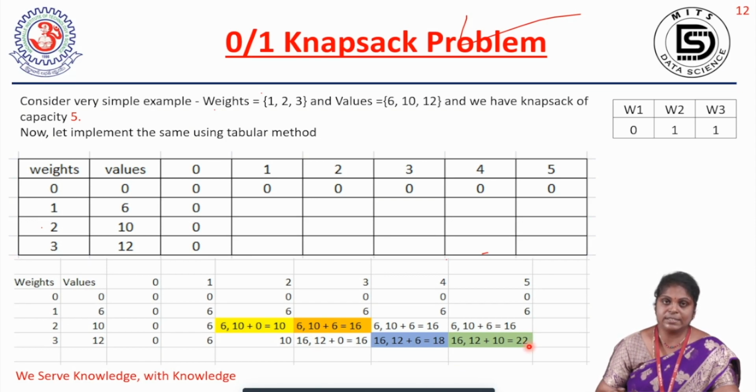Like this, logically you can think and place the values, or you can follow the formula to fill this table. Why is this paradigm named dynamic? Because dynamically we are calculating the values and finding optimal solutions. So that's why it is named dynamic programming.